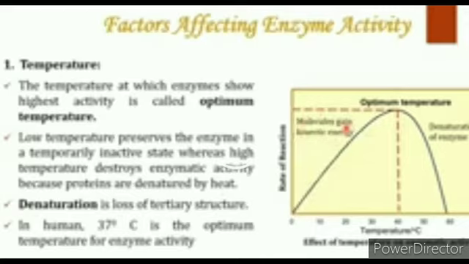First point, temperature. The temperature at which enzymes show the highest activity is called optimum temperature. Low temperature preserves the enzyme in a temporarily inactive state, whereas high temperature destroys enzymatic activity because proteins are denatured by heat. Denaturation is loss of tertiary structure. In humans, 37 degrees centigrade is the optimum temperature for enzyme activity.